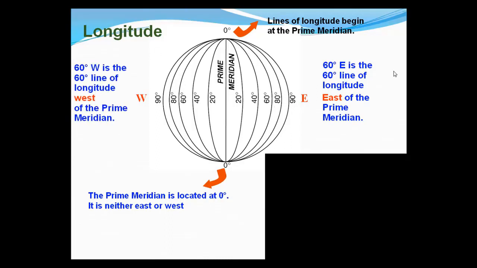What is the difference here? This 60-degree longitude is east of prime meridian, and this 60-degree longitude is west of prime meridian. We identify the longitude, though they are of the same value, by keeping in mind whether they are in the western hemisphere or the eastern hemisphere of the prime meridian.